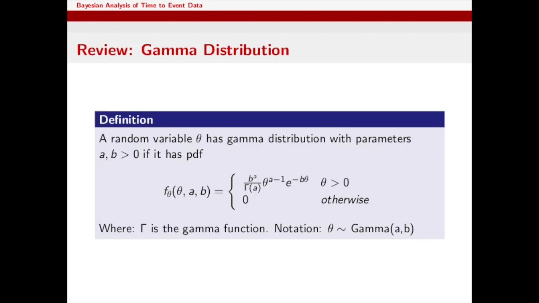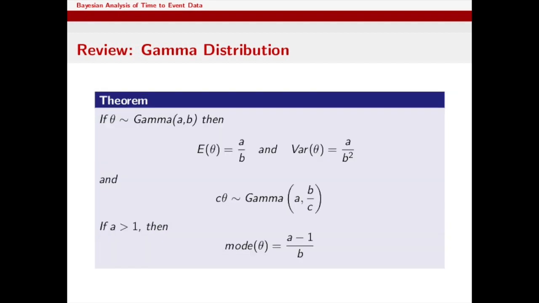After a lot of proofs, let's do a simple review of two other important distributions. One is the gamma distribution with parameters a and b, both positive. It has the probability density b to the a power over gamma of a, times theta to the a minus 1 power, times e to the negative b times theta. Notice that theta must be positive here.